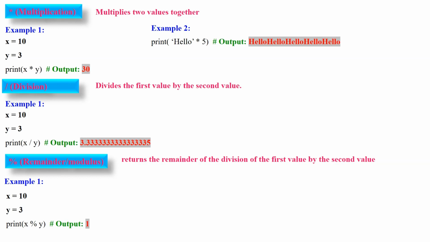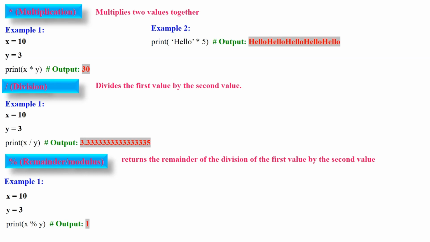Next arithmetic operator is division, which divides the first value by the second value. In example 1 of division, the code performs division between x and y using the slash operator and then prints the result. We assign the value 10 to the variable x and the value 3 to the variable y. Then, the expression x/y divides x by y, resulting in 3.3333333333333335. The result is a floating point number. In this case, x is an integer and y is an integer, but the division operation automatically promotes the result to a float.